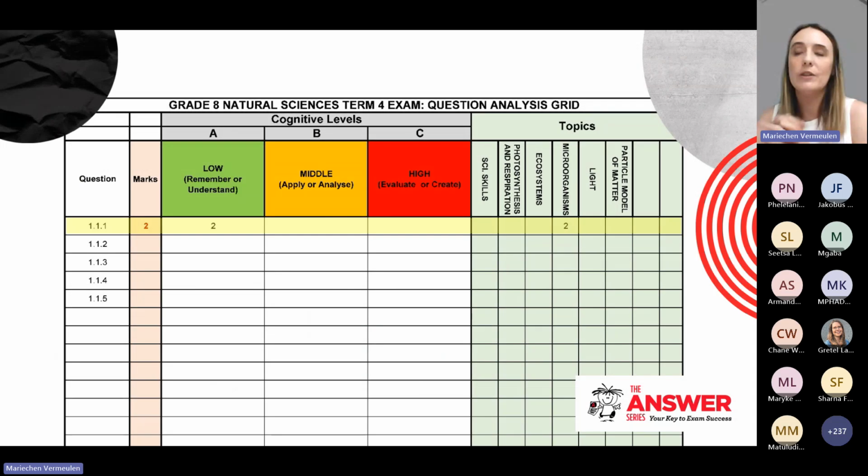Now, if we were to input this into our cognitive analysis grid, this is how you would do it. So you would add your question number, 1.1.1, how many marks your multiple choice question counts. So I'm assuming 2 marks, it could be 1. And then the same 2 marks are put under the column for low order so that it eventually counts up the number of low order marks. And the same 2 marks are awarded to the topic of microorganisms so that it counts up all the marks for microorganisms. Okay, easy peasy.